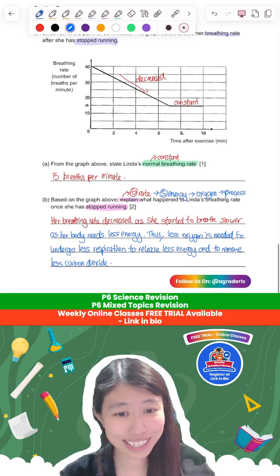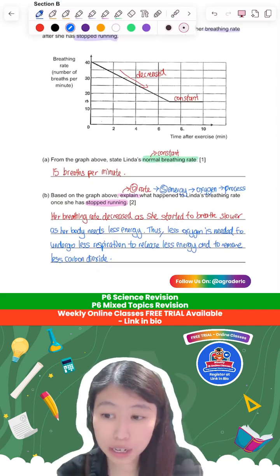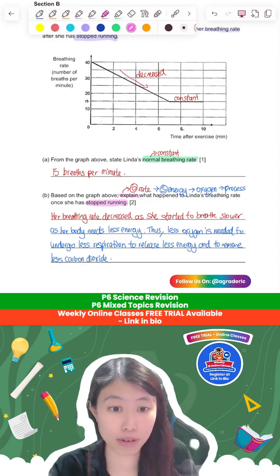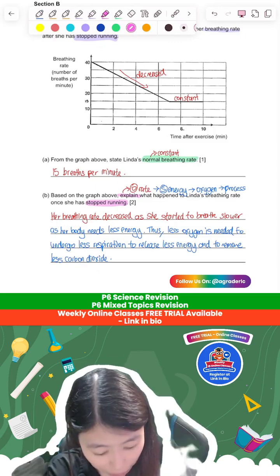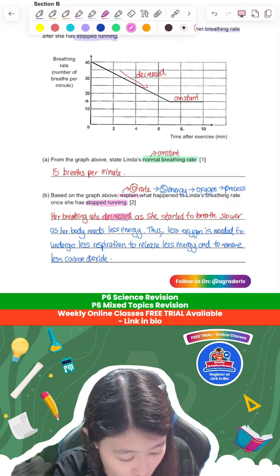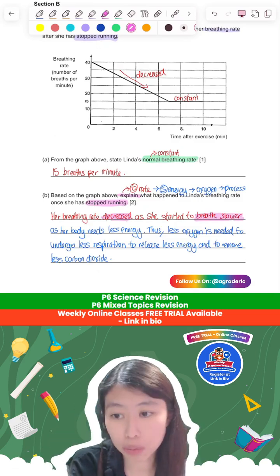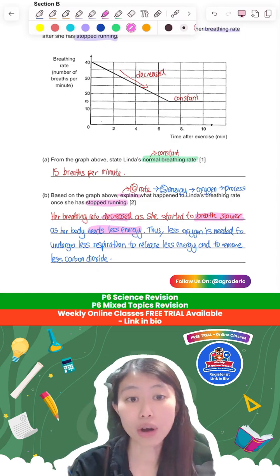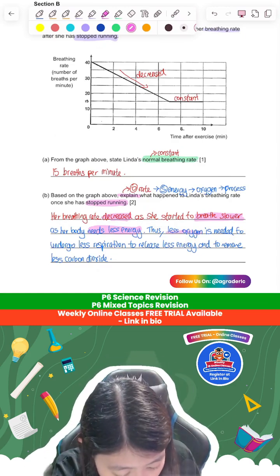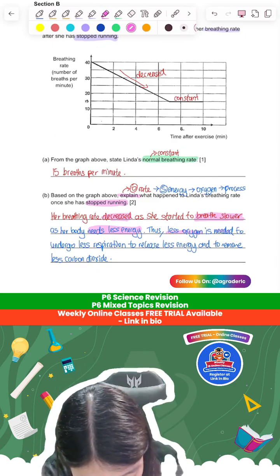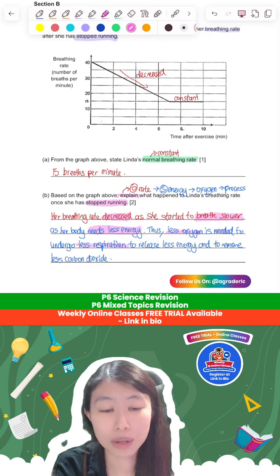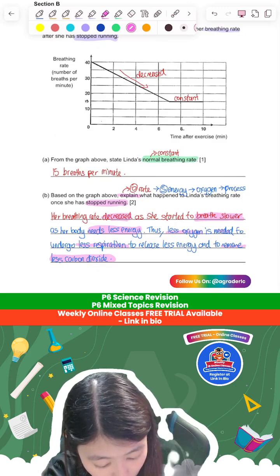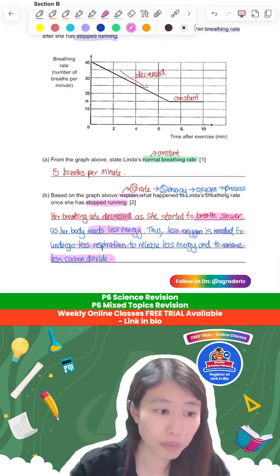All right, I'm going to highlight the key things. So to do this question, you must mention these key words. You need to state what happened first. Explain what happened. So you tell your teacher what happened. Breathing rate decreased. Why? She breathes slower. So now why must she breathe slower? Because the body needs less energy, not exercising anymore. So it needs less energy, less oxygen is needed to undergo less respiration so that there will be less energy released, and you don't need to remove that much carbon dioxide. Remove less carbon dioxide because there's less respiration.